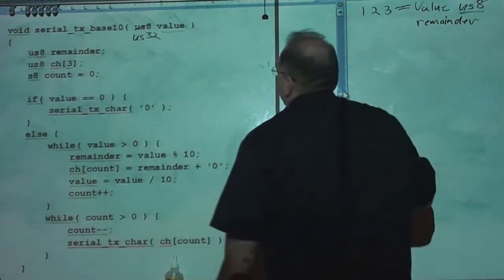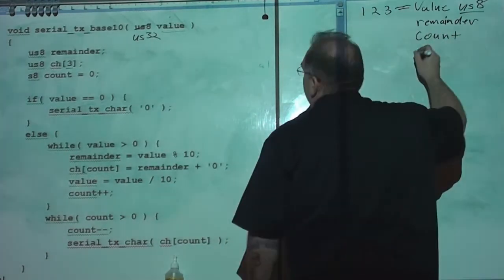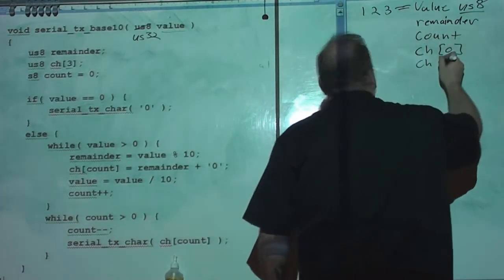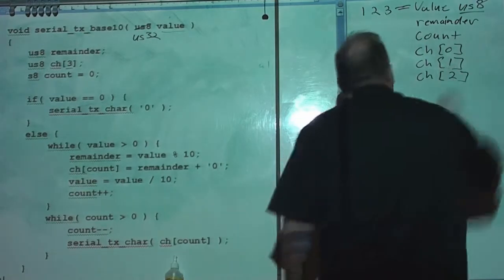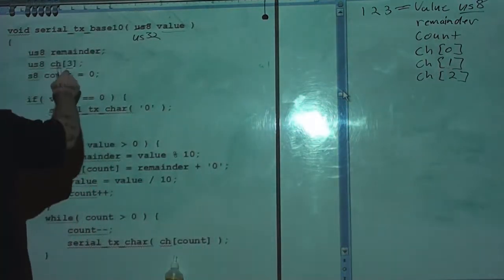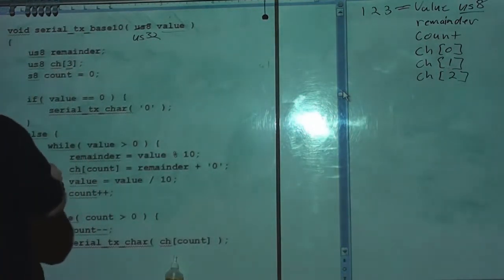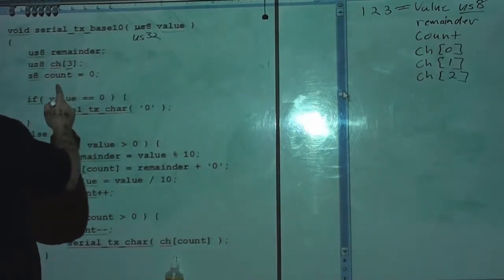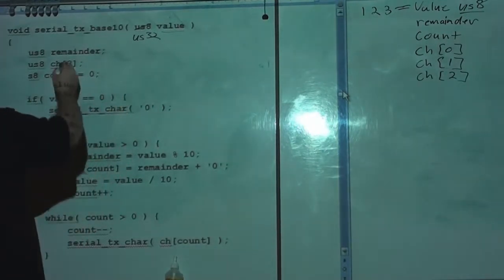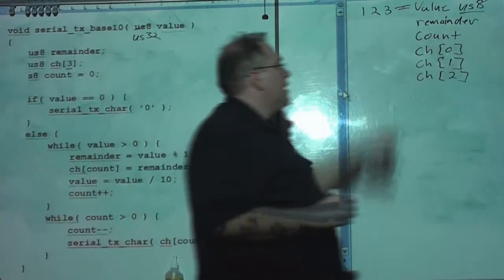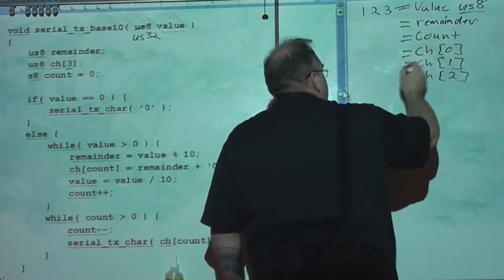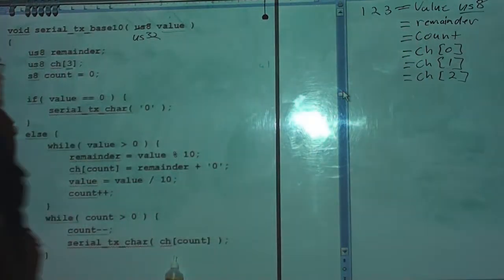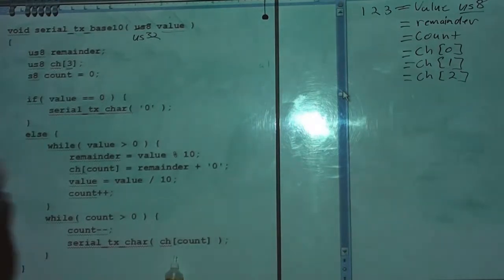I'm going to write down our other variables that we have up here. We have remainder, and we have count, and we have ch0, ch1 and ch2. Remember, if you have an array that is initialized with a 3, that means there are 3 values and they start at 0: 0, 1, and 2. So these are all our variables that we're going to have in this function, and I'm writing them over here because they're going to change as we analyze this function.